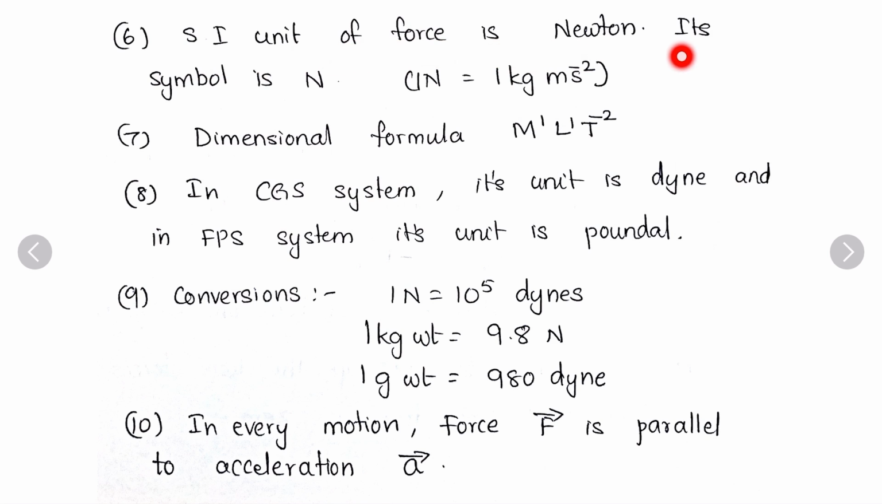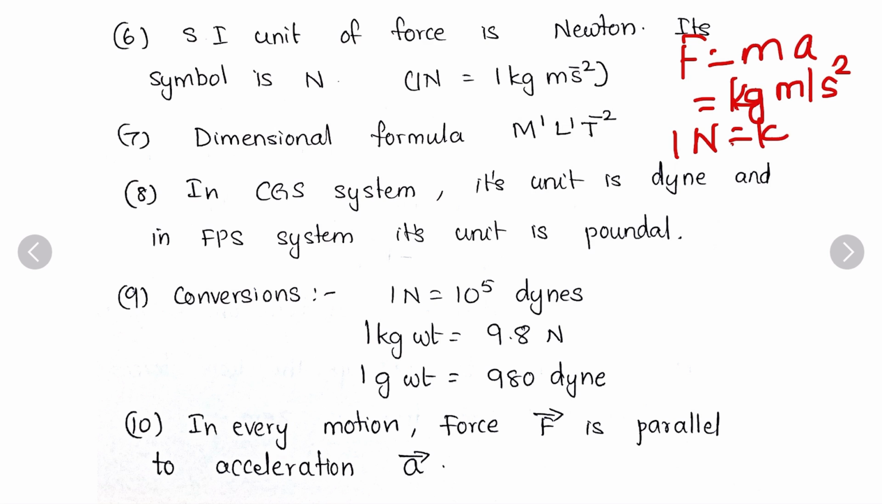SI unit of force is Newton, very important. 1 Newton is equal to 1 kg meter per second square. How? F is equal to ma. Mass we measure in kg, and acceleration in meter per second square. Therefore, 1 Newton is equal to kg meter second to the power of minus 2. And the next one is dimensional formula, M1 L1 T minus 2.